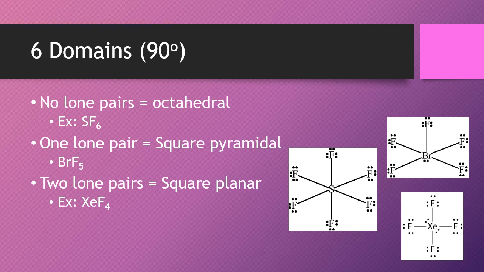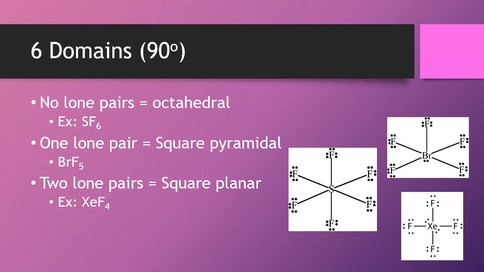If one of the domains is a lone pair, that means that the name of the shape is now square pyramidal. An example of a molecule that takes this shape is bromine pentafluoride, whose Lewis structure is shown at the top right of the 3 on this slide. If 2 of these domains are lone pairs, then it is square planar. An example of a molecule that takes this shape is xenon tetrafluoride.